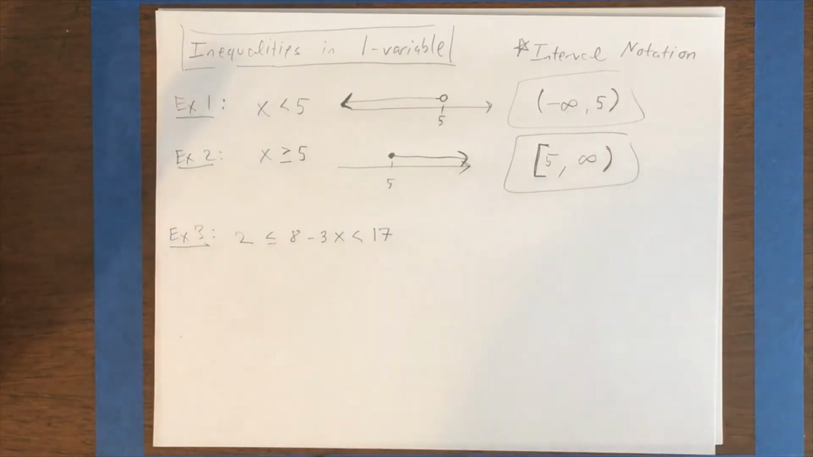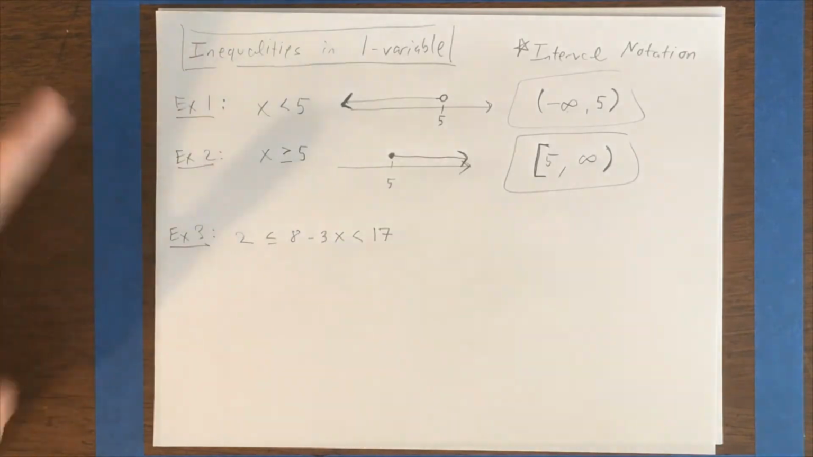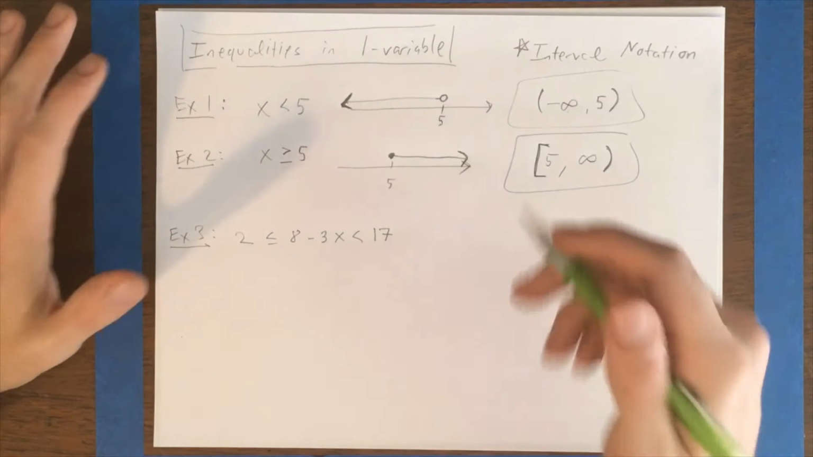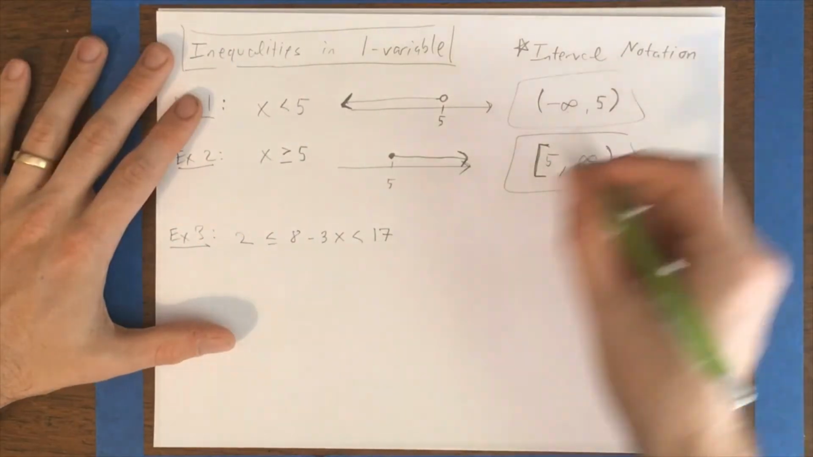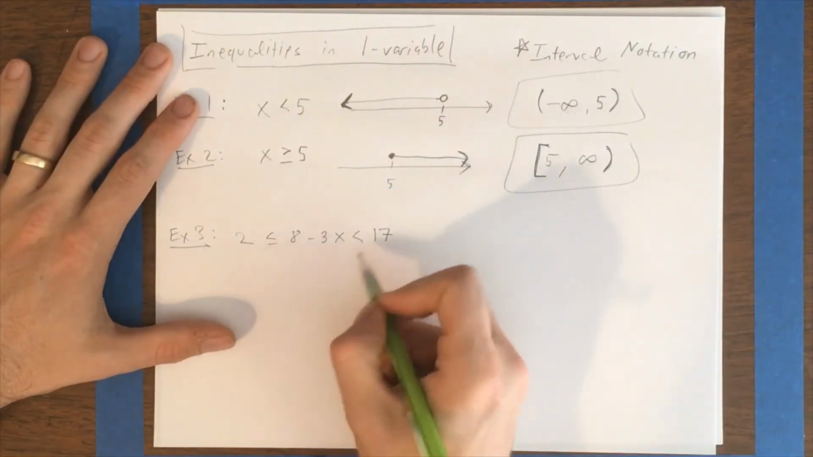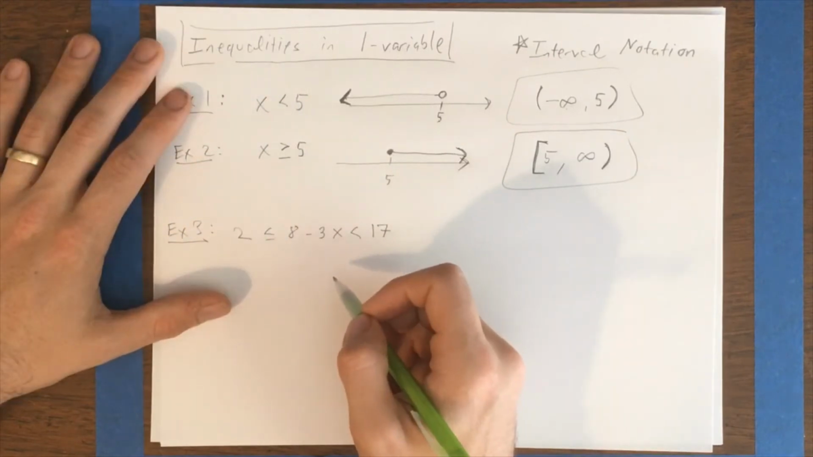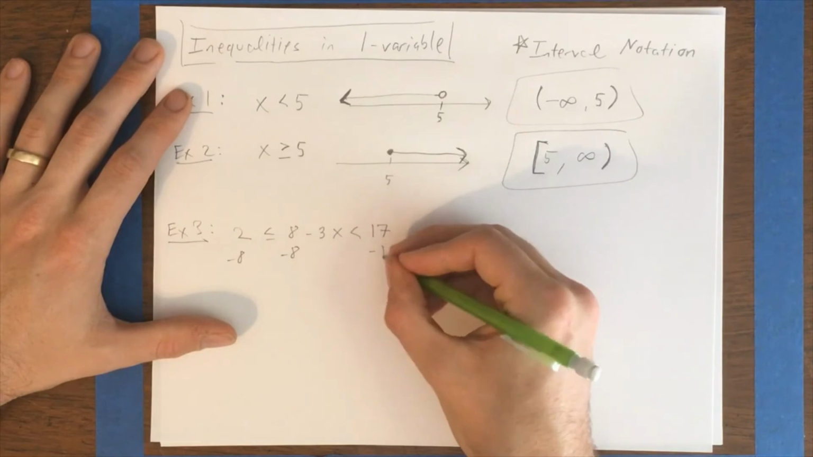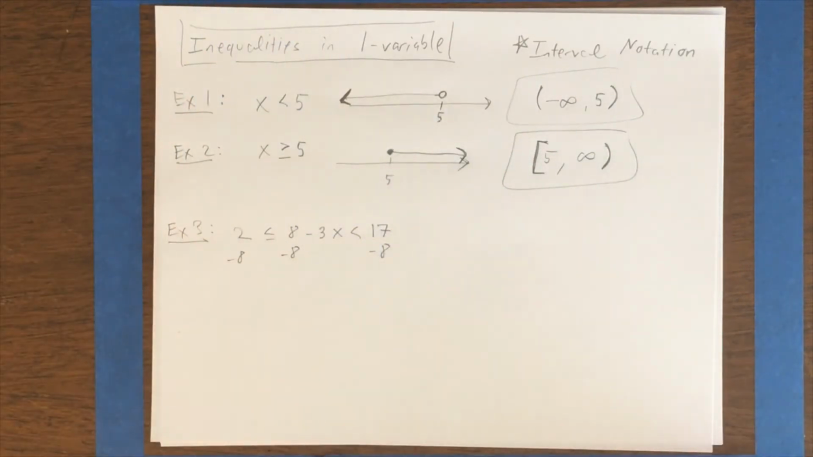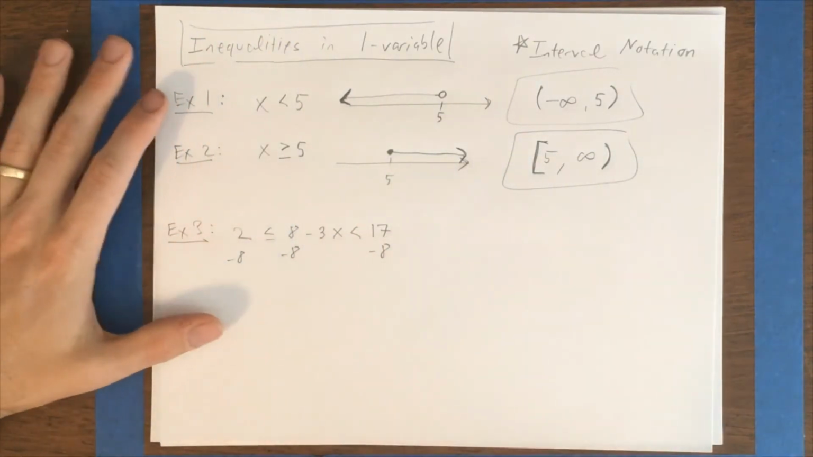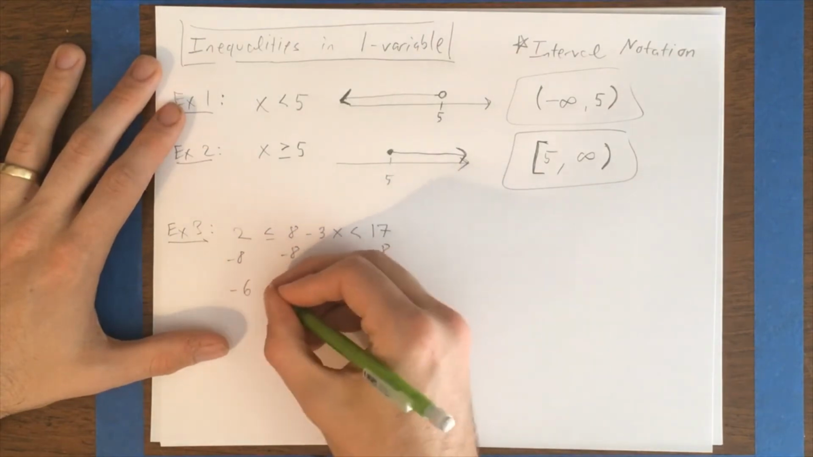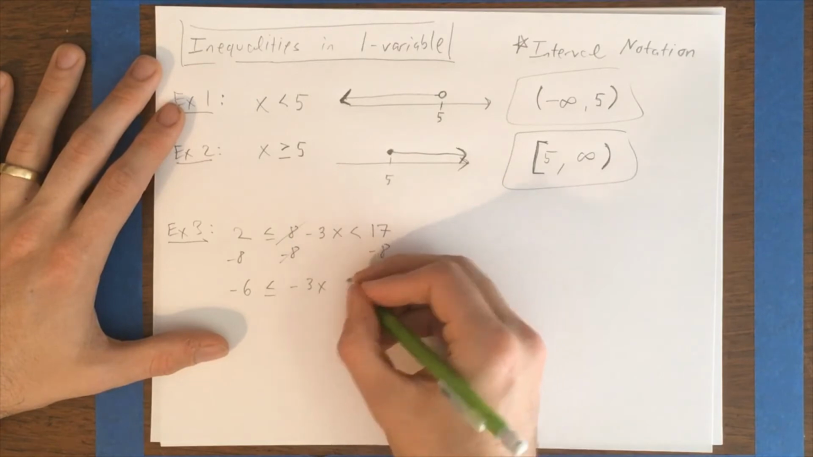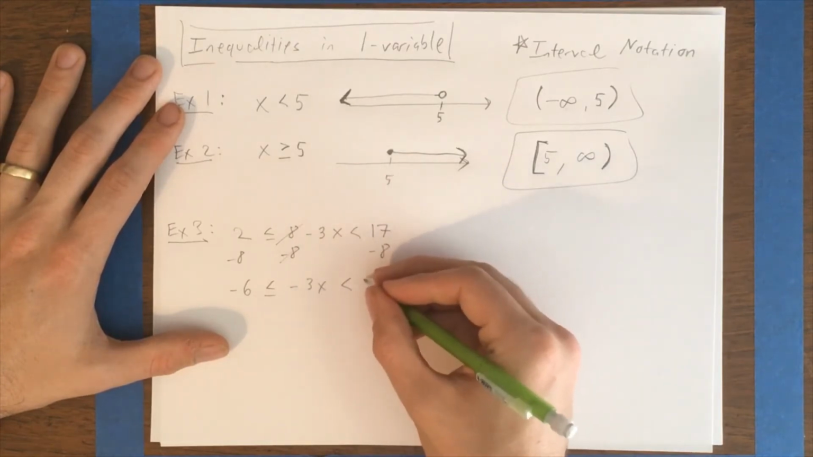Well, we can solve this much like we solve an equation by doing things to both sides, or in this case, all three sides. So we want to isolate x just like we do with solving equations. So the first thing I want to do here is get rid of this 8 so that I'm down to a single term. That sounds like a good idea, right? So let's subtract 8. I'm going to subtract 8 from all three sides of this inequality statement, every single place. So we're going to have negative 6, less than or equal to, here these cancel, and we just have negative 3x, which is less than, let's see, that's going to be 9, right?